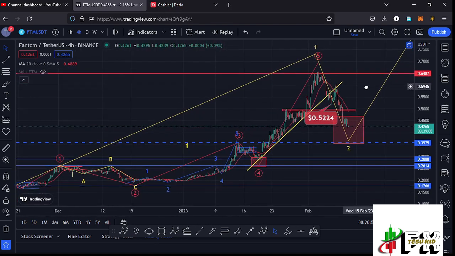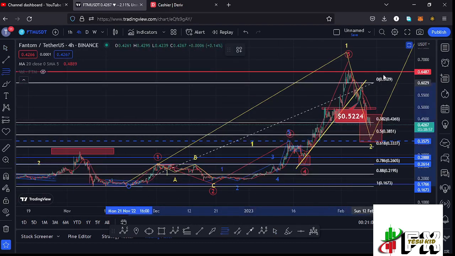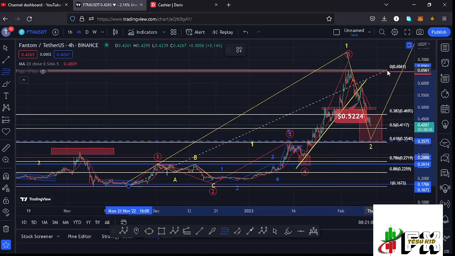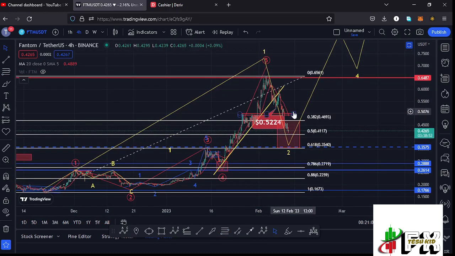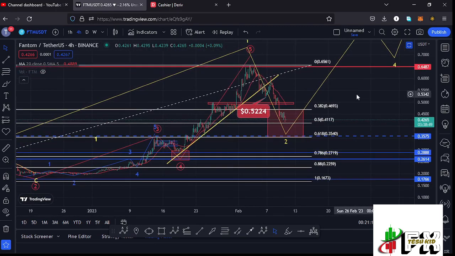And using the Fibonacci's, I was able to come up with a target area to the lower side in the formation of that wave 2 by connecting the fibs from the low of the first wave to the high of that wave 1, and that gave me a minimum retracement area in the formation of that wave 2 between the fib level 0.382 and the fib level 0.618, and that target area lies between the $0.4693 mark and the $0.354 mark.